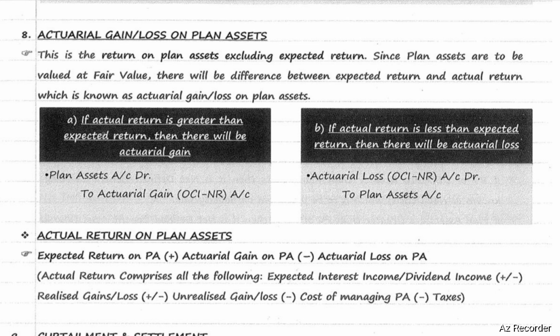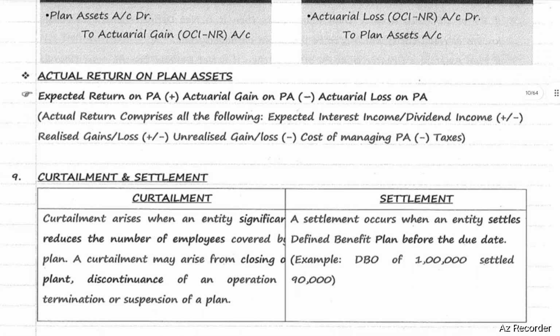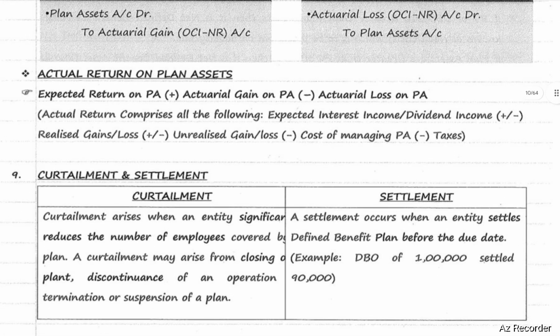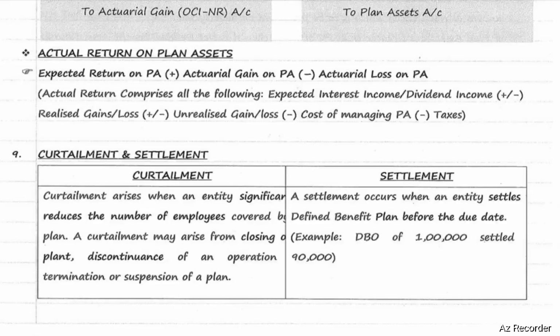If actual return is less than expected return, then there will be actual loss. Entry will be actual loss account debit to plan assets. Actual loss will be transferred to OCI NR. Actual return on plan assets. Actual return on plan assets equals expected return on plan assets plus actual gain on plan assets minus actual loss on plan assets. Actual return comprises of the following. First, expected interest income or dividend income plus or minus realized gains or losses plus or minus unrealized gains or losses minus cost of managing plan assets minus taxes.